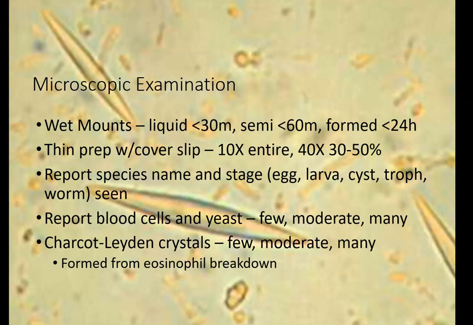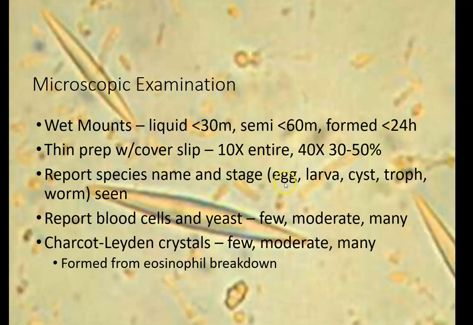And then you're going to look at the whole entire slide on 10, then flip to 40, to at least half of it. That's my thing. It says a third to half of it, but I say at least half of it on 40. If you see anything that looks suspicious, you need to go into the thin areas that you find and look around on 100 if you can. Okay, to identify what you're seeing.